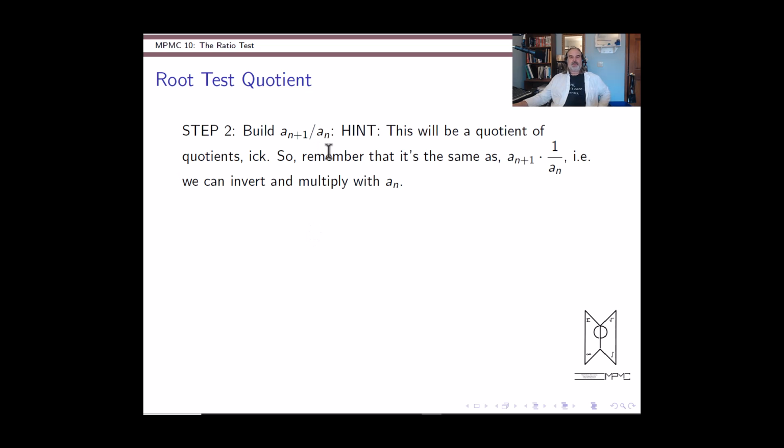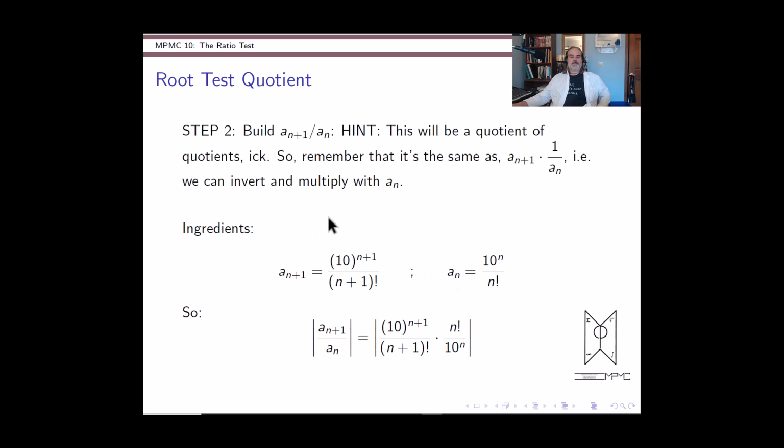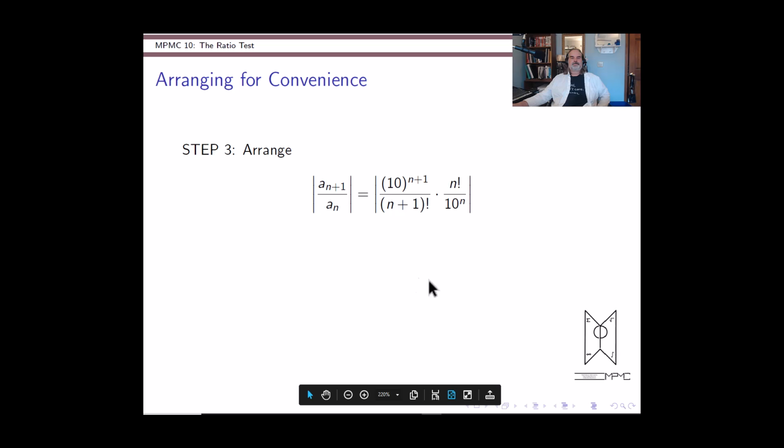Since the series recipe is a quotient, this is a quotient of quotients, and so what we'll generally do is multiply by the reciprocal of the denominator, the whole invert and multiply business. So here are our two building blocks to this quotient, a sub n plus 1 and a sub n. I'm going to build the ratio by writing down a sub n plus 1 and then inverting and multiplying by a sub n upside down, which will become n factorial over 10 to the n, right?